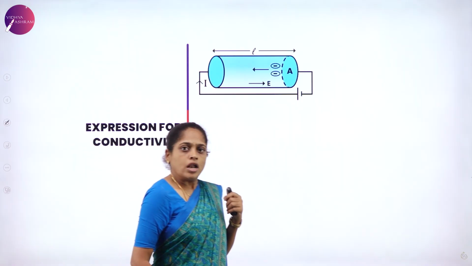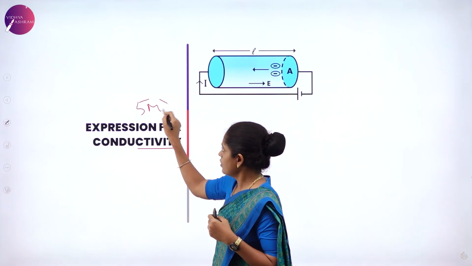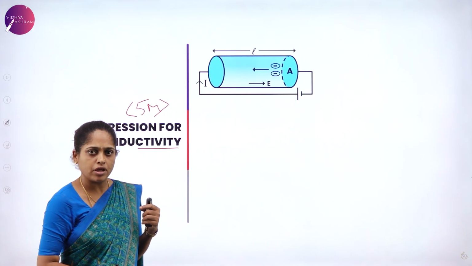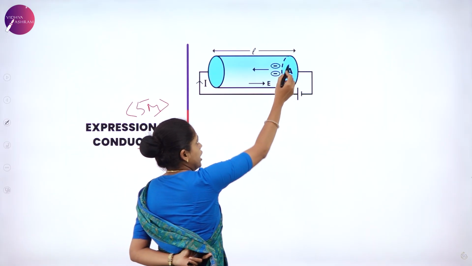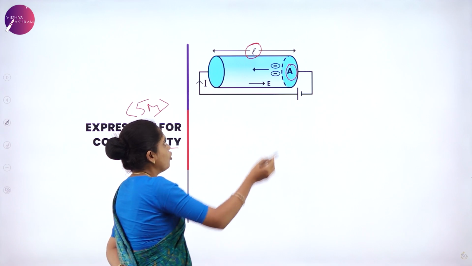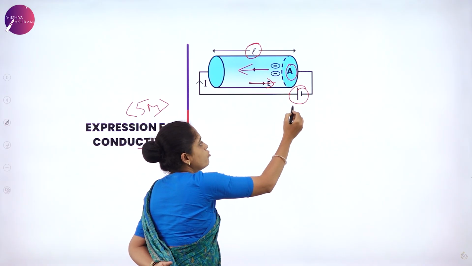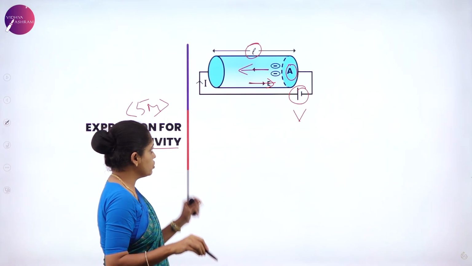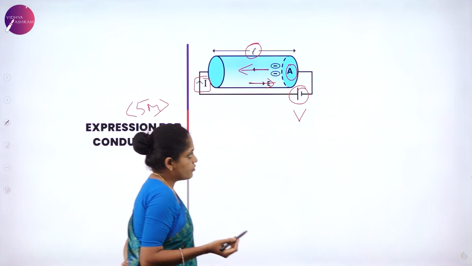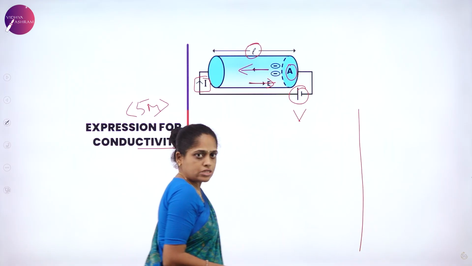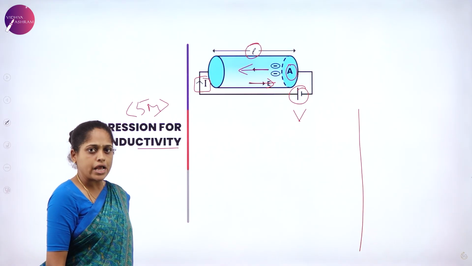So next, let us derive the expression for the conductivity, which is for 5 marks. Very important question from this chapter, which is for 5 marks. The same diagram: conductor, area of cross section A, length L, drift of electrons in the direction opposite to the electric field, when a battery of potential difference V is connected to this conductor, and current I in the circuit. Now, what all equations have you derived? Let us list out the ones we use in this derivation to derive the expression for conductivity.